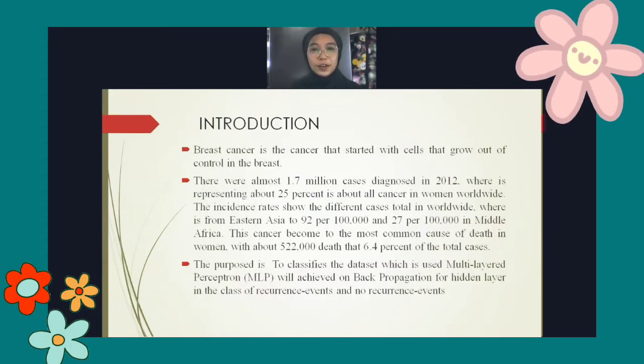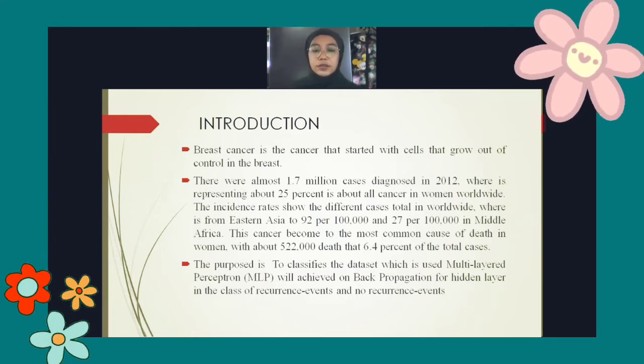First, for the introduction. Breast cancer is the cancer that starts with cells that go out of control in the breast. There were almost 1.7 million cases diagnosed in 2012, representing 45% of all cancers, and the incidence rate shows a different total of cases worldwide, from Eastern Asia at 92 per 100,000 to 37 per 100,000 in Middle Africa.